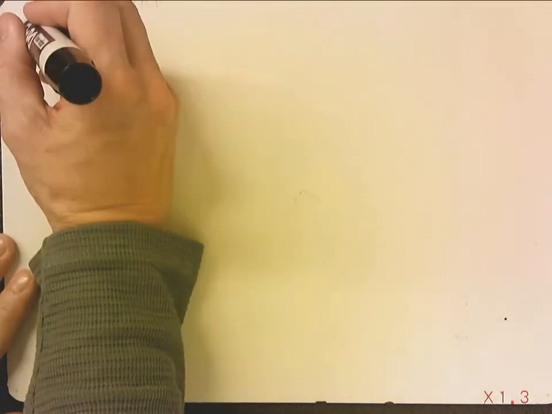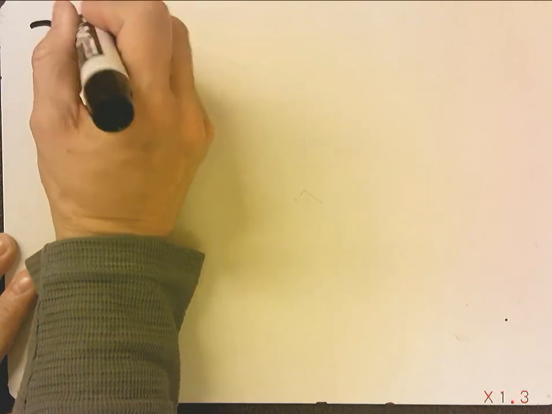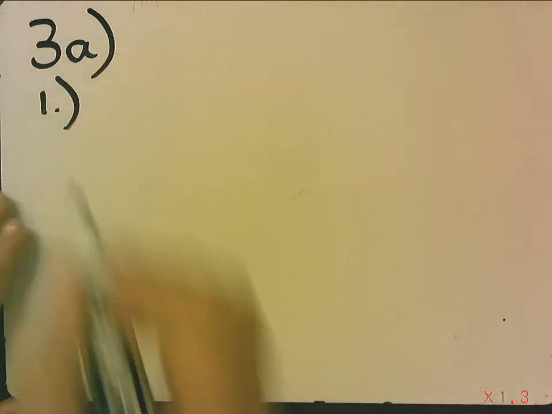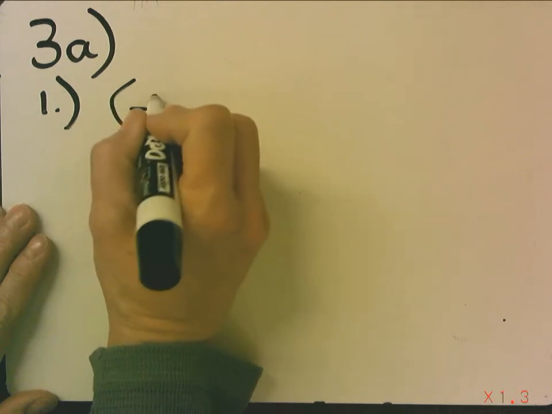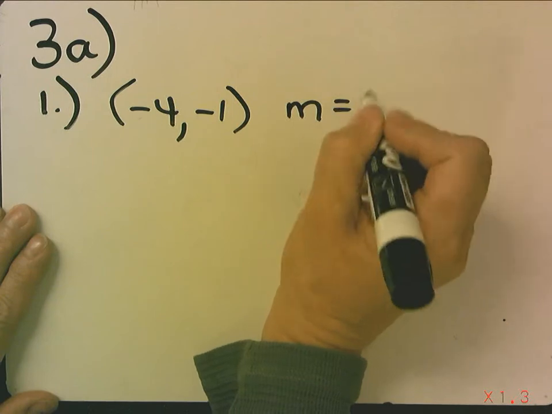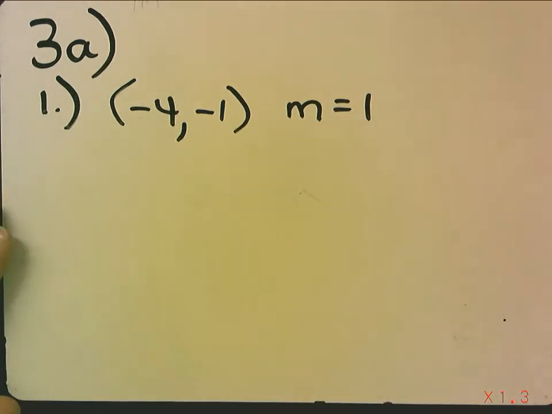Okay, now we're going to go over point slope form. So turn to page 3A in your new Chapter 5 packet, and let's look at number 1. Number 1 says, write the point slope form of the equation of the line through the given point with the given slope. So they give us a point of -4, -1, and a slope of 1. And they want us to put it into the point slope form.